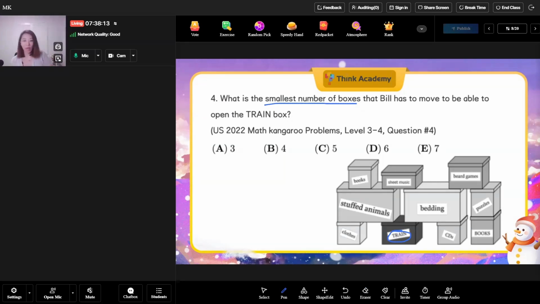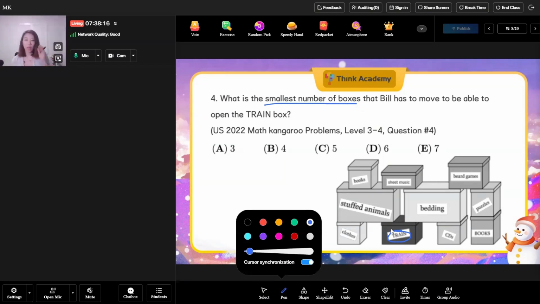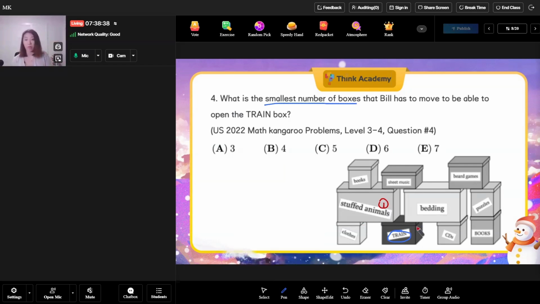So I can actually start from the end result and go back, use reverse thinking, okay? How? I need to open the train box, right? So now I can take a look. Which one or which ones are blocking the train box directly? So we need to remove them, right? I can see the stuffed animal is on top of the train box, right? And also the bedding is on top of the train box. I definitely need to move these two first before I can open the train box.